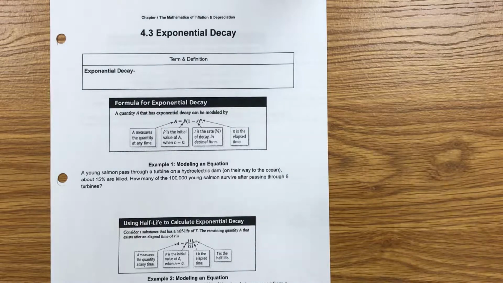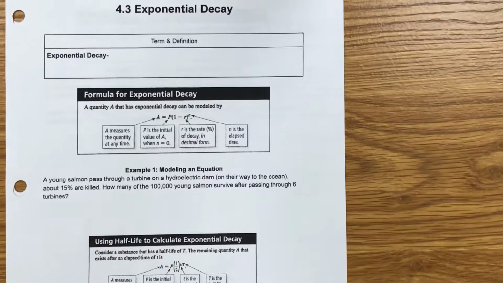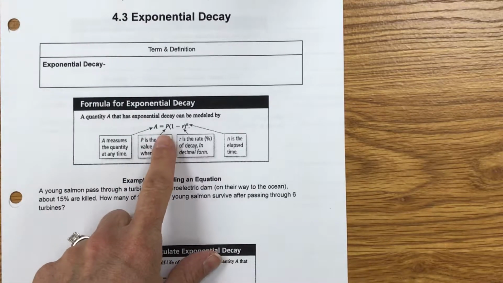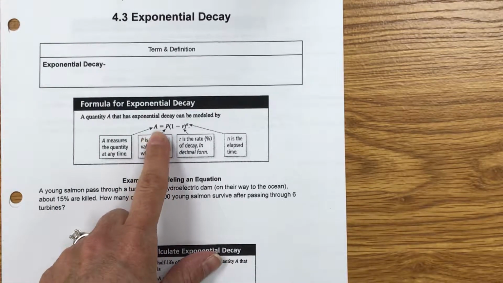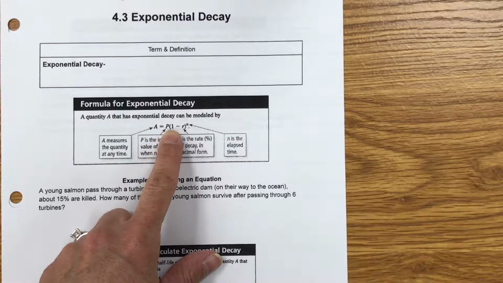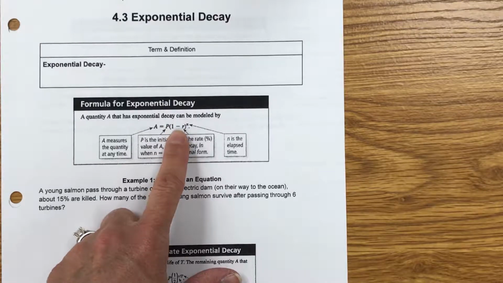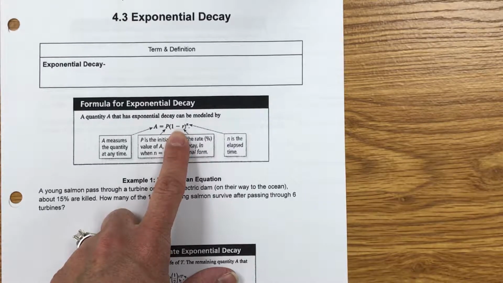So today we're going to talk about section 4.3, which is exponential decay. We have already talked about exponential growth, so you will see a lot of similarities in the discussion and in the formula. There's just one slight difference, and I'll point that out now. If you look at this formula, A equals P(1 minus R) to the n, when we had exponential growth, that was a plus. And now as we work with exponential decay, that will be a minus. That's the only difference, is the plus turns to a minus.